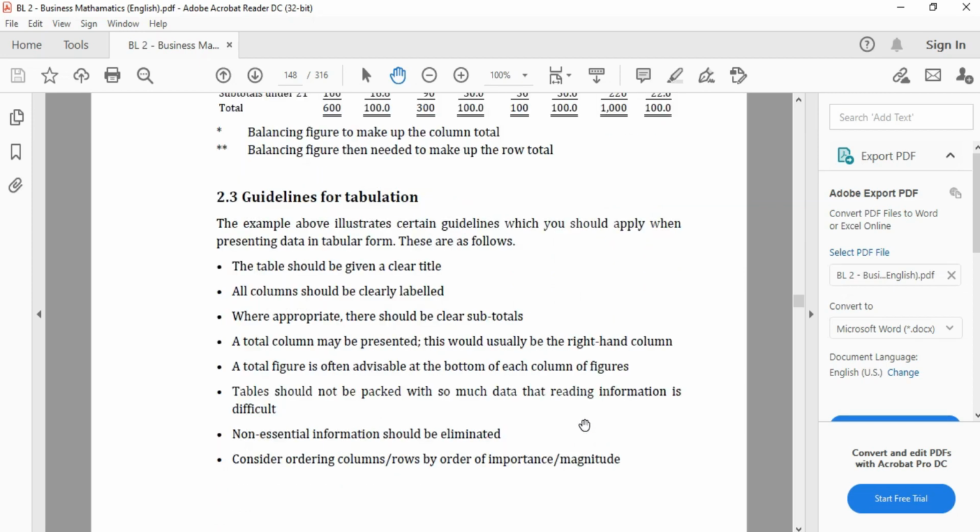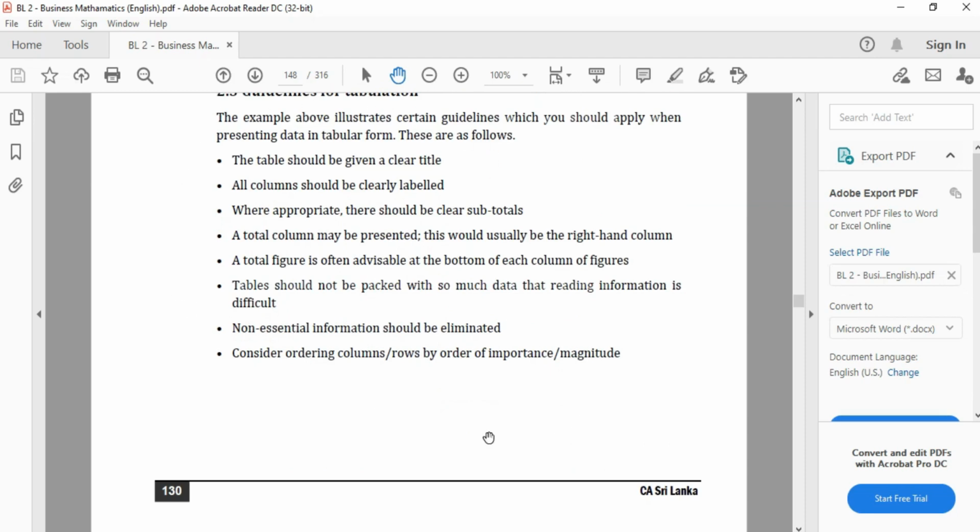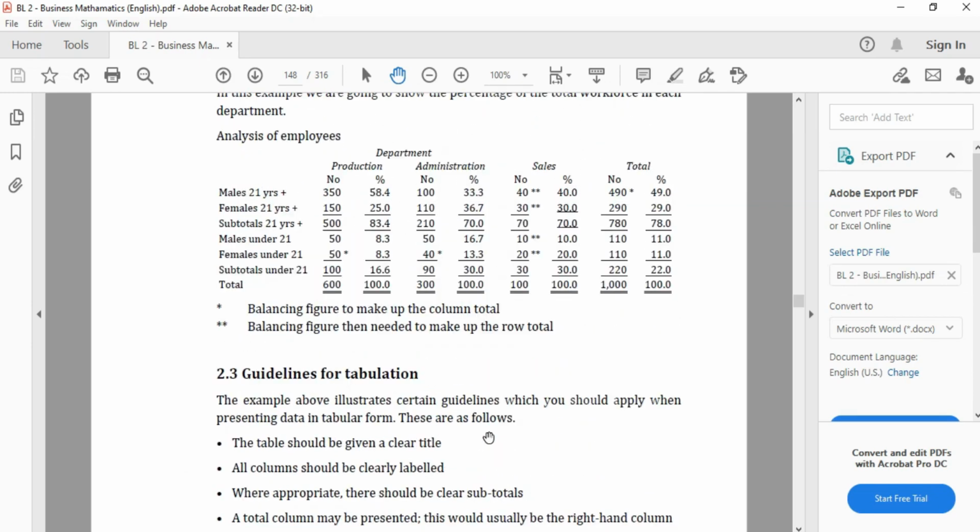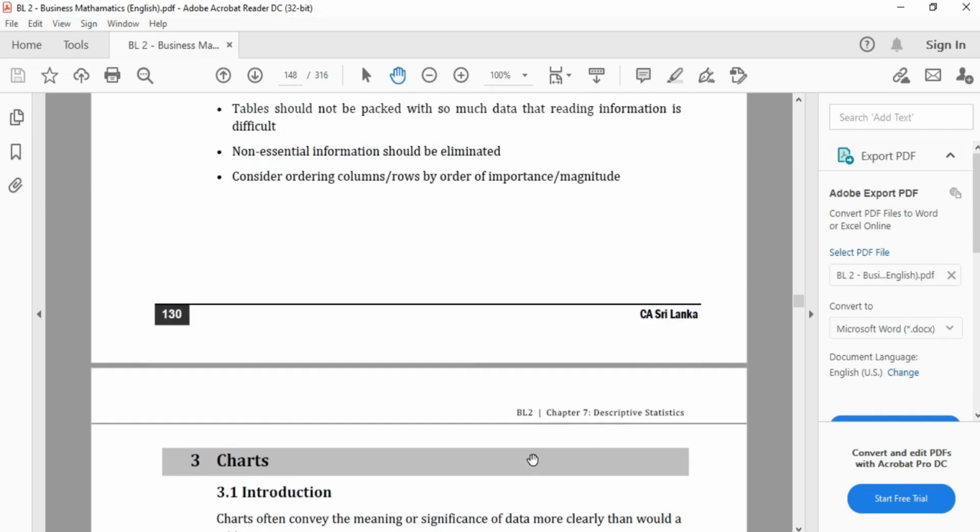So these are the basic guidelines, but you won't be required to draw a table as such, but you will definitely be required to interpret them correctly. They might ask what the two variables are, or they might ask for particular information from this table, which you should be able to interpret.